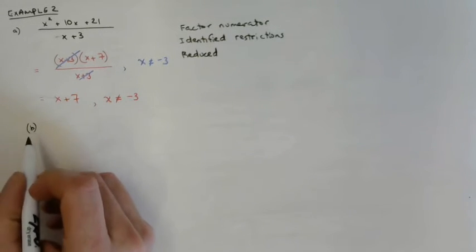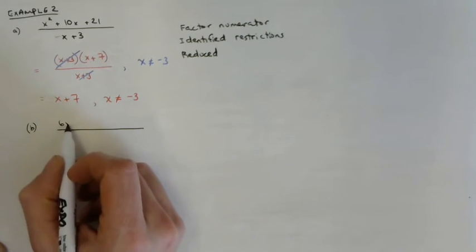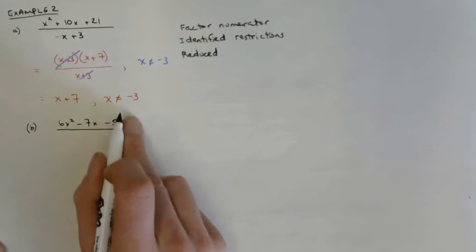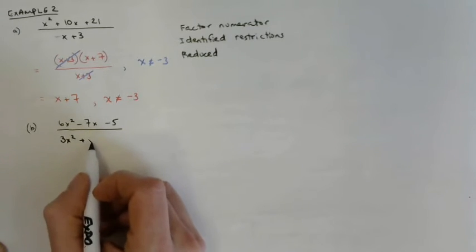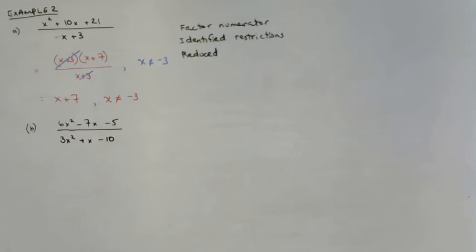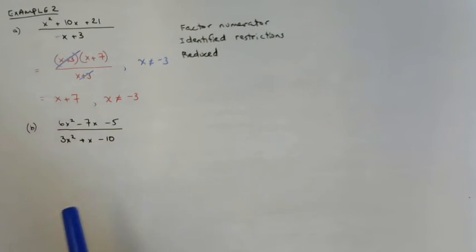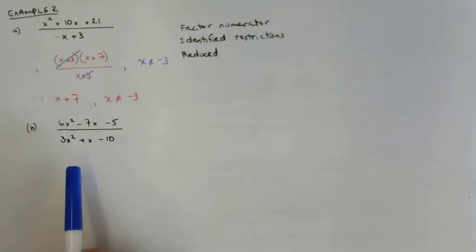B. In B, we have a rational function. The numerator is 6x squared minus 7x minus 5. The denominator is 3x squared plus x minus 10. What's our first step going to be? Yeah, these ones, is it obvious what my factors are going to be? No. I can kind of see that one of them is probably 3x minus 1, my guess for one of them, either here or there, I'm not sure, or both.